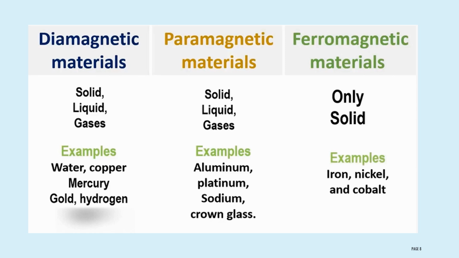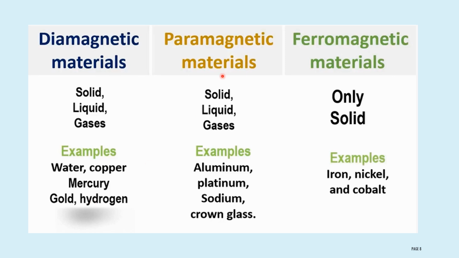Diamagnetic materials can be in solid, liquid, or gaseous state. It can exist in all three states. For example, water, copper, mercury, gold, hydrogen. Water is the example for liquid state, copper and mercury are examples for solid state, and hydrogen is an example for gaseous state.